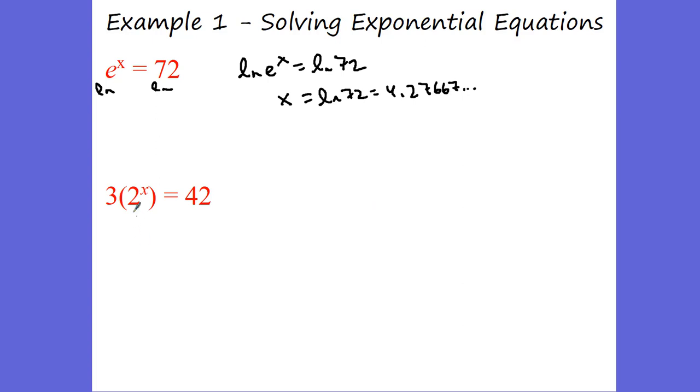So on this next one, first we have to divide by 3. Okay, we're going to do our algebra the same way. So we have 2 to the x power equals 42 divided by 3, which is 14. Now, what are we going to do to get this 2 to the x power out? We have to do log base 2 of both sides. That log base 2 cancels that 2 out. We're left with x. X equals log base 2 of 14.